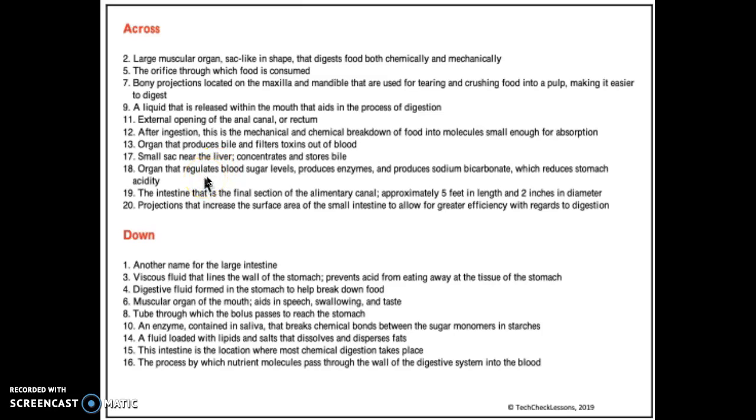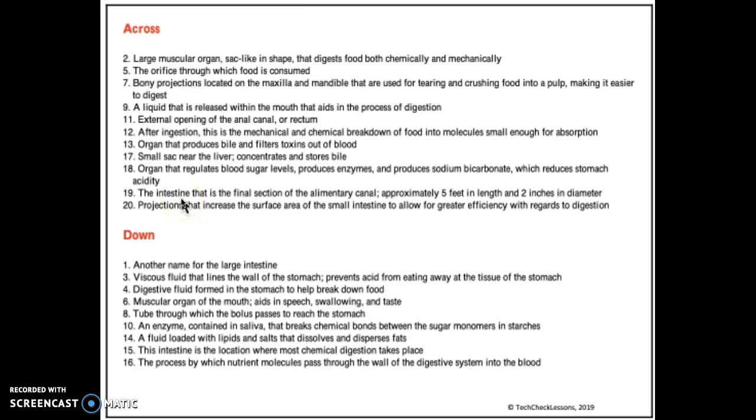Number 18, organ that regulates blood sugar levels, produces enzymes, and produces sodium bicarbonate, which reduces stomach acidity. Okay. So the main focus here is that it regulates blood sugar levels, and that is the pancreas. If there is a problem with how the blood sugar level is being regulated, it can actually lead to a type of diabetes. And that's why it's very important for us to have a proper blood sugar level. So the organ is known as the pancreas.